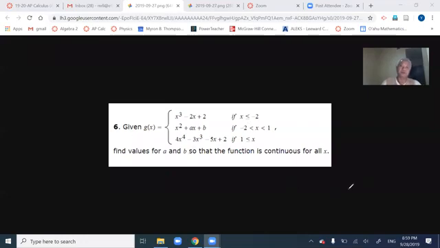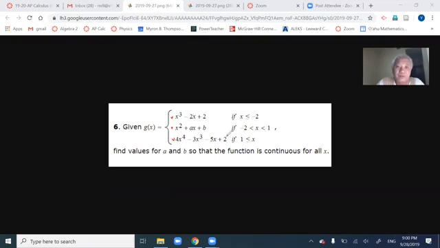Okay, let's look at this question now here. They give you g(x), a piecewise function. They ask you to find a and b so that the function is continuous for all x values. We know this is a polynomial. This is a polynomial. This is a polynomial. This one is definitely continuous when x is less than -2, when x is greater than -2 and less than 1, and x greater than 1.